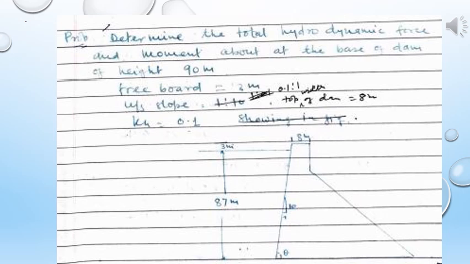So, 0.1 is the horizontal and 1 is the vertical. The top width of the dam is given as 8 meter, and the earthquake acceleration factor KH is given as 0.1. So, this is the problem.